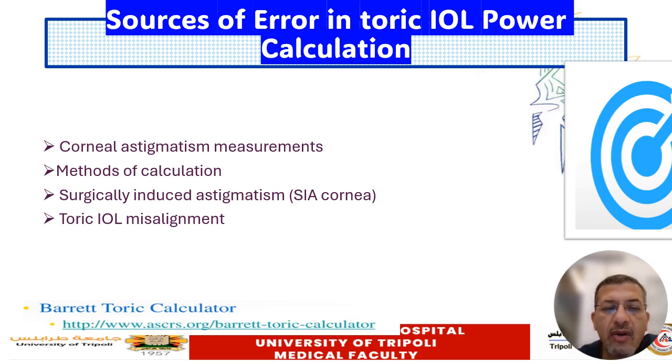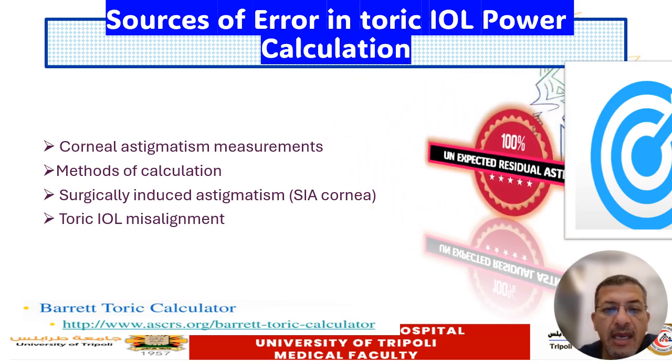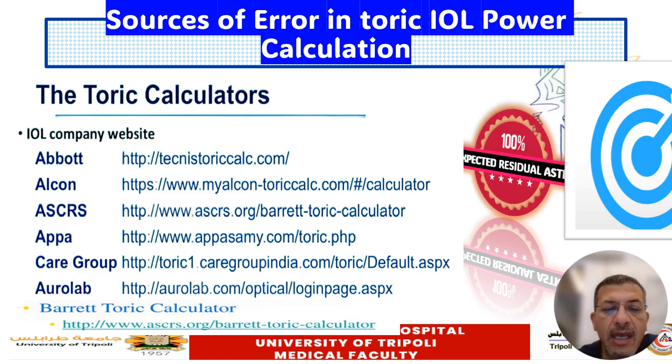Now, what are the common IOL calculators available? The most common toric IOL calculators are made by famous companies based on the manufacturing of their lenses. Each company has its own online calculator, like Abbott, Alcon, Ascers has also an online calculator, the Abasami company also, and the Orolab, and so on. And of course, the Barrett toric calculator. This is one of the famous toric IOL calculators. All these are available online and will help you to calculate the toric correction for your patients.